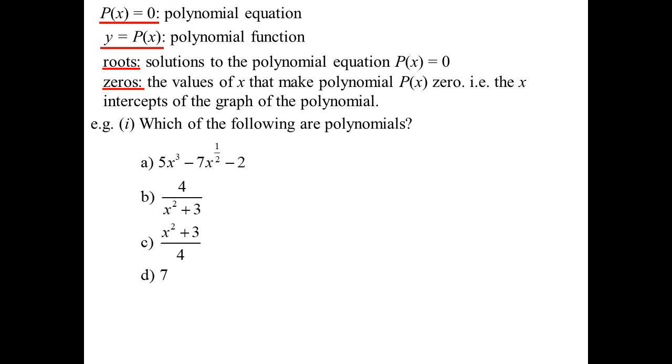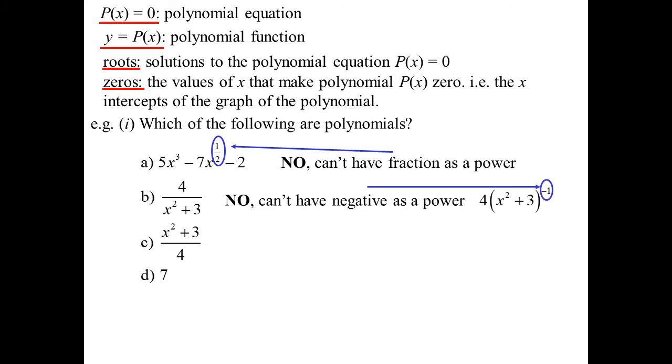Okay, no cheating. Which of the following are polynomials? Hands up for the first one. Polynomial? Oh, why not? Very good. You can't have a fraction as a power. Okay, second one, polynomial? Why not? You're right. Technically, it's got a negative index. The x squared's on the bottom. So if we were to rewrite that, we'd get x squared plus 3 to the negative 1. No good.